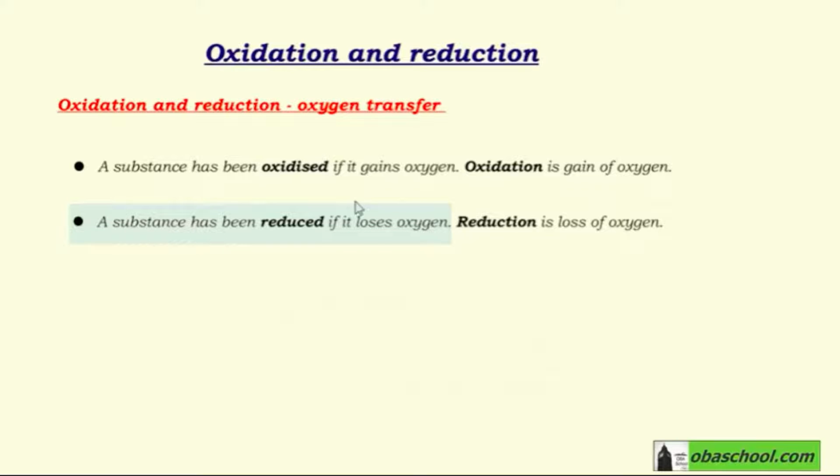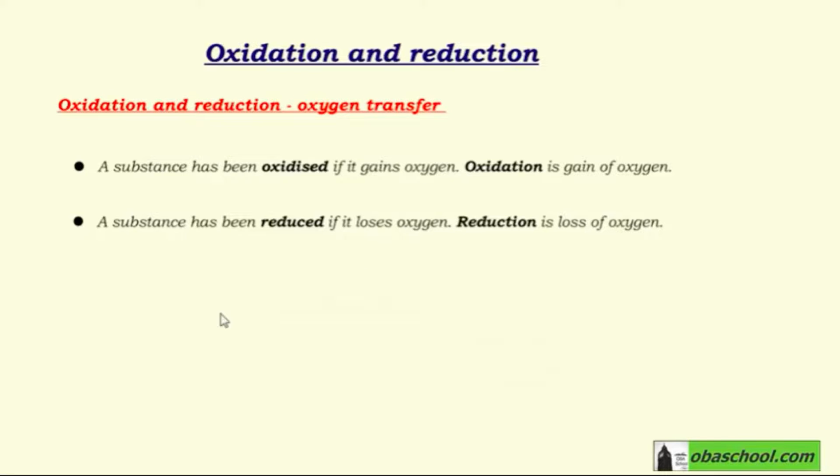Before, we said the substance is oxidized when it gains oxygen, whereas here the substance is reduced when it loses oxygen. Reduction is a loss of oxygen. So that's the difference between oxidation and reduction. Oxidation is gain and reduction is a loss of oxygen. The substance that gained oxygen is said to be oxidized. However, the substance that lost oxygen is said to be reduced.